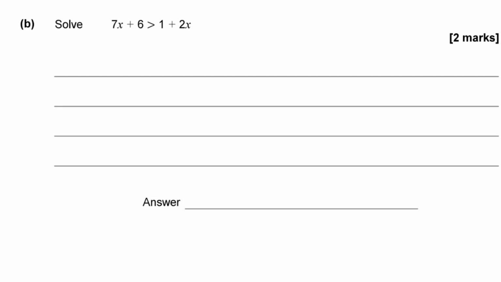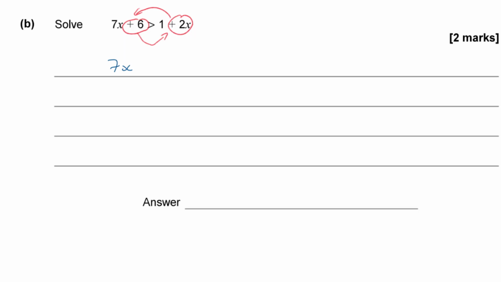B, solve 7x plus 6 is greater than 1 plus 2x. Now this is a linear inequality with unknowns on both sides. You can work these out pretty much the same way as you'd solve an equation, collecting the x's on one side and the numbers on the other. As long as you don't divide through by anything negative, that should work fine. So I'm going to take this plus 2x and move it over here, and I'm going to take this plus 6 and I'm going to move it over here. So it works the same way as equations. If you change sides, you change signs.